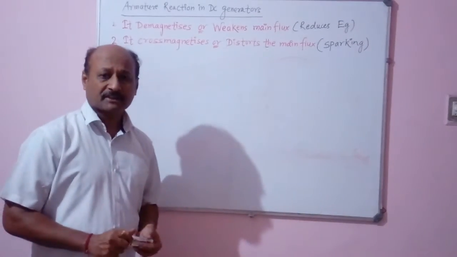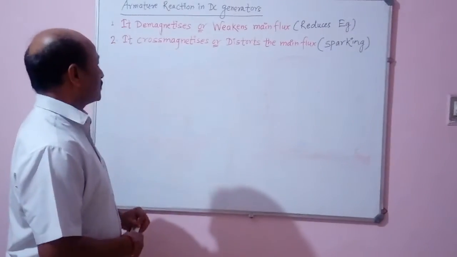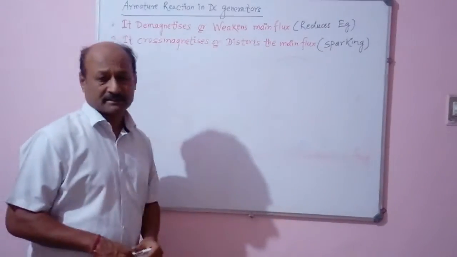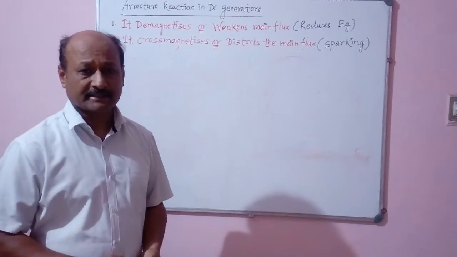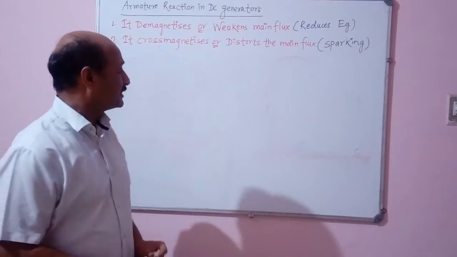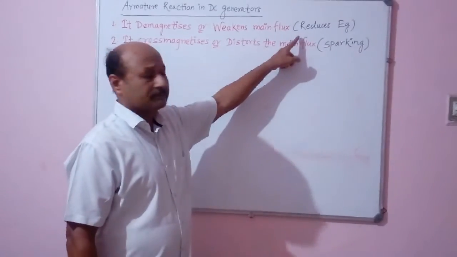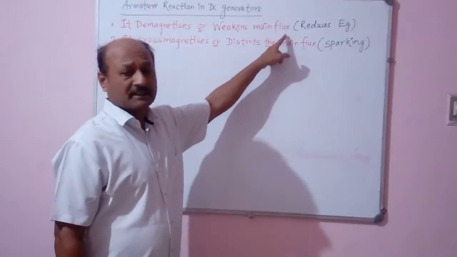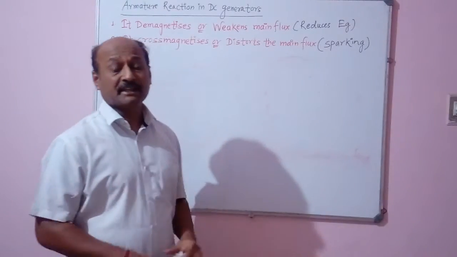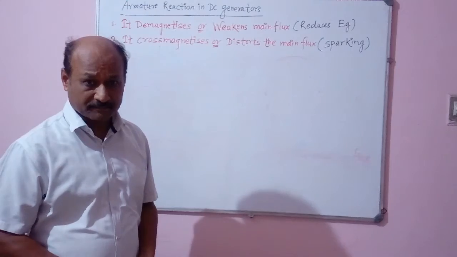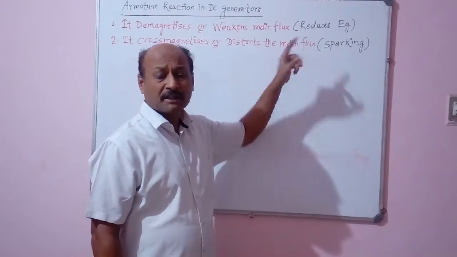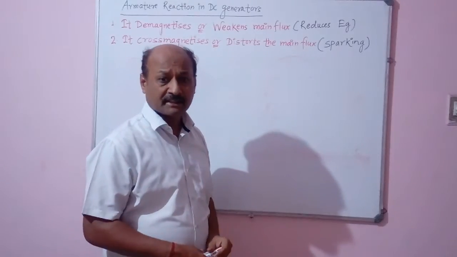So what are the effects of the armature reaction? It demagnetizes or weakens the main flux. So what does it mean? Whenever the main flux weakens, it reduces the EMF induced in the generator. If the EMF induced in the generator reduces, it means the performance of the generator decreases.